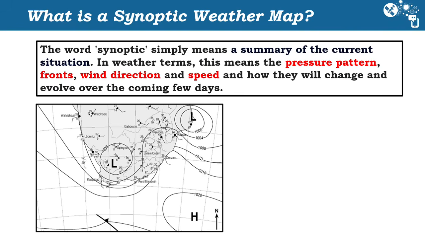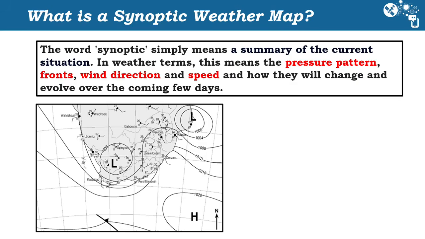So in terms of the weather, what are the weather elements that we study? We look at pressure patterns. Atmospheric pressure, is the pressure high or is the pressure low? We look at fronts, cold fronts, warm fronts. We look at wind direction, is the wind coming from the northwest, is it coming from the southeast, etc. And the velocity or speed of the wind, at how many knots or kilometers per hour is that wind blowing? And then how will these weather conditions change or evolve over the coming few days? And that is the summary of the definition of a synoptic weather map.